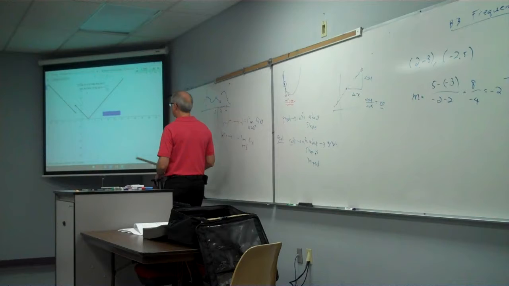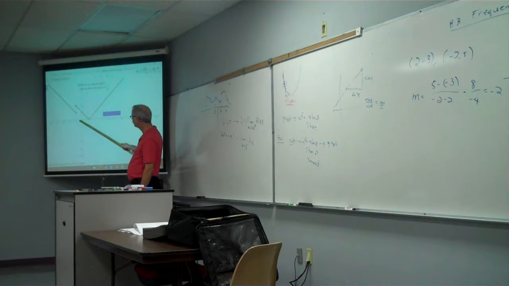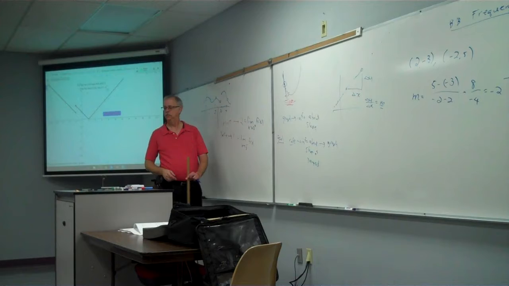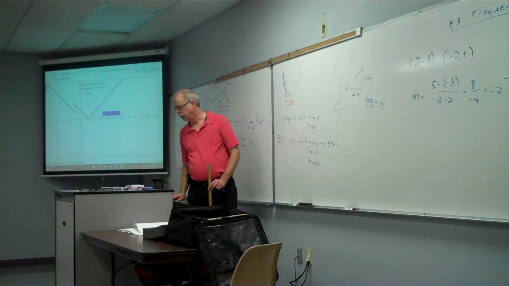Well, we're approaching negative 2 from the right. So our input's getting closer and closer and closer to negative 2. So we're here on the curve. Where are we trending on the curve? We're trending to 4. So that's our limit here. Our limit is 4. What if we had, say, this one?